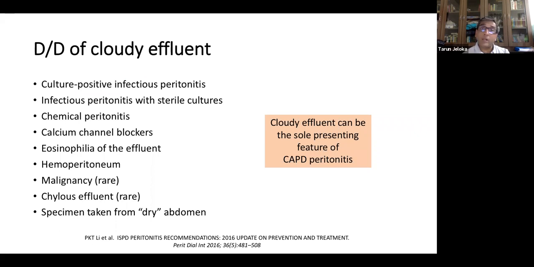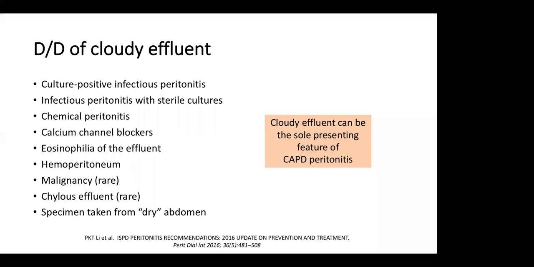All cloudy effluent may not be infective. So one is infectious peritonitis. Second is peritonitis, but with sterile cultures, so culture negative peritonitis. Then there may be chemical peritonitis. Certain things, for example, long back, there was a stabilizer which was added in icodextrin, which resulted in several episodes of cloudy effluent. People treated it, but later it was realized it was a chemical peritonitis. So you have to avoid those sensitive things. So the adjuvant or the stabilizers were removed, and people got rid of it.